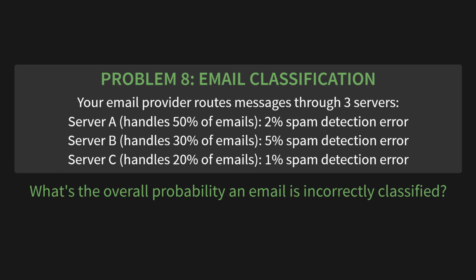All right, let's talk about something we all deal with, email. Your email provider has this clever system where they route messages through 3 different servers. But here's the catch. Each server has different error rates. Server A handles 50% of all emails with a 2% spam detection error. Server B handles 30% of emails, but has a higher 5% error rate. And server C, it handles 20% of emails with the lowest error rate, just 1%.